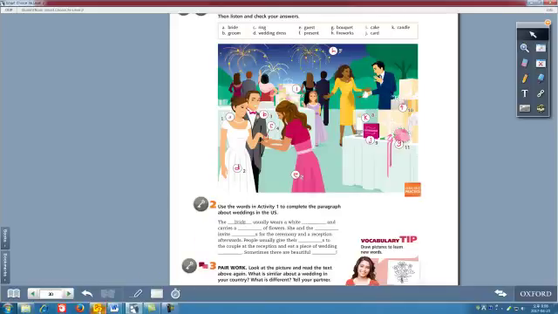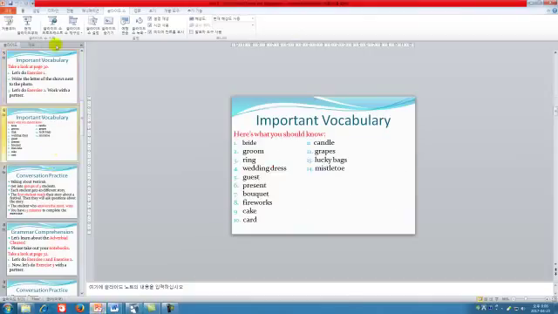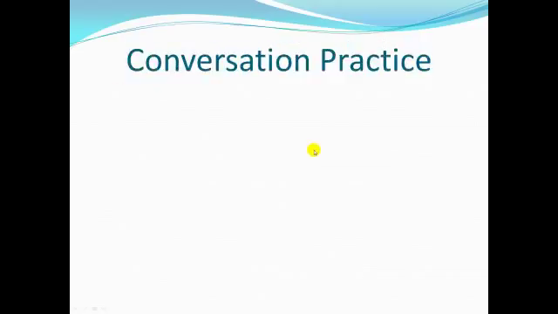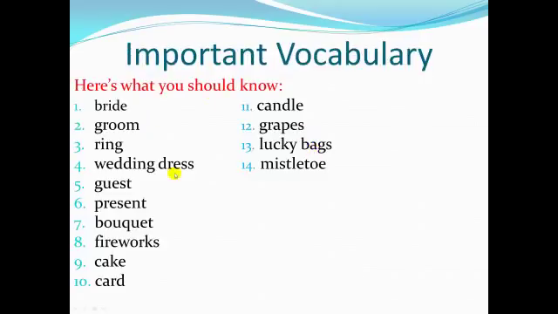Okay, so there you guys go. You know the routine. Those are the words that we're going to need to know for this unit. So here they are. Hopefully you guys understand all of these. There are a couple extra ones right here, like grapes and lucky bags, things that you give to wedding couples to make sure that their wedding turns out okay, that their marriage is okay.